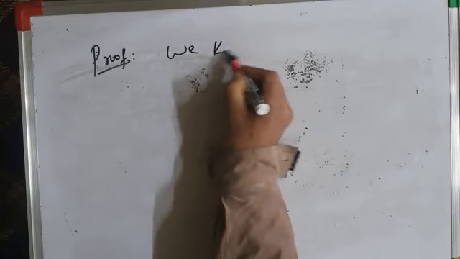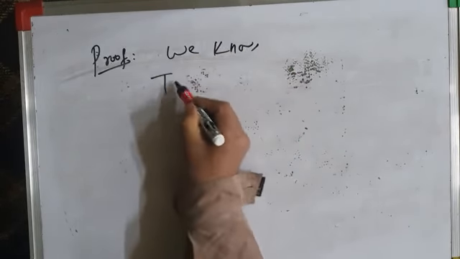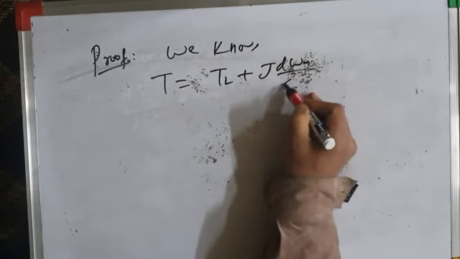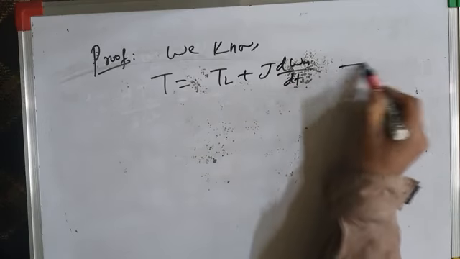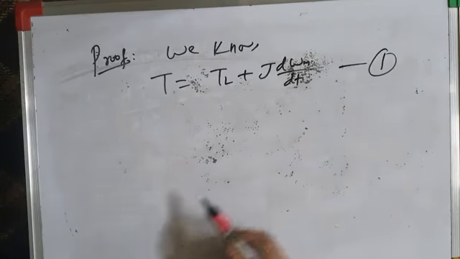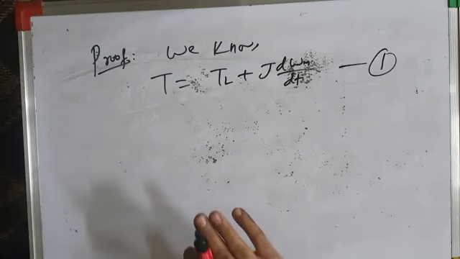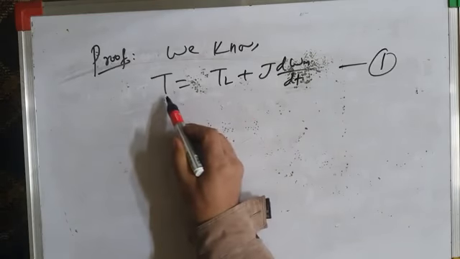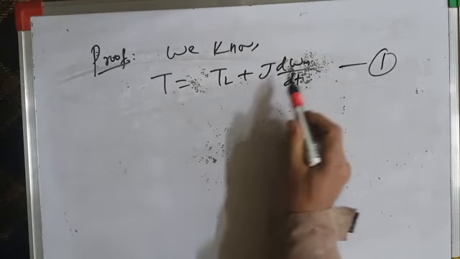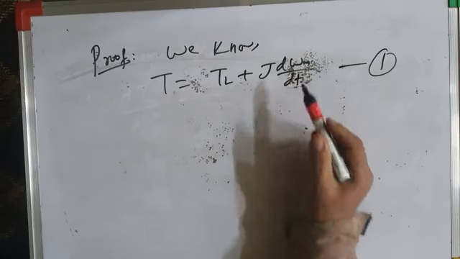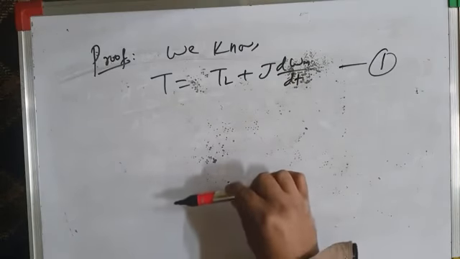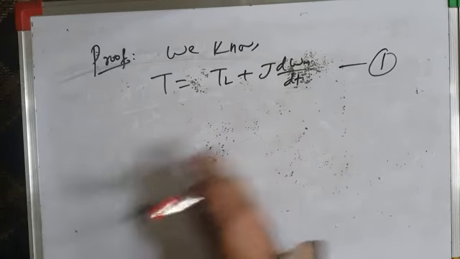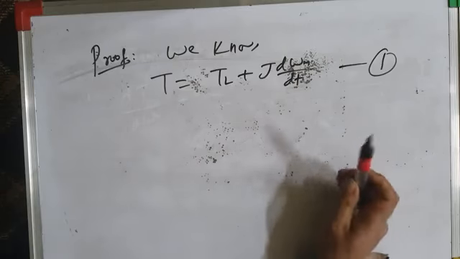We already know that the torque developed by a motor is equal to load torque plus J d omega m by dt. Let us call this equation 1. Let us suppose that due to some perturbance, the motor torque has got perturbed, the load torque has got perturbed, and the speed has got perturbed. Just a few moments back you have seen that when the speed is increased by delta omega m or decreased by delta omega m, the load torque changes and the motor torque also changes.